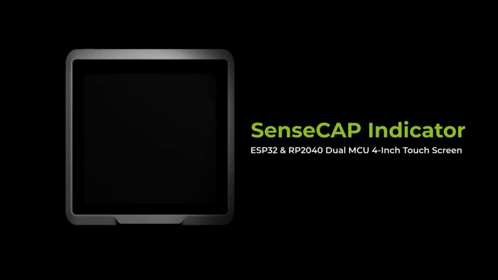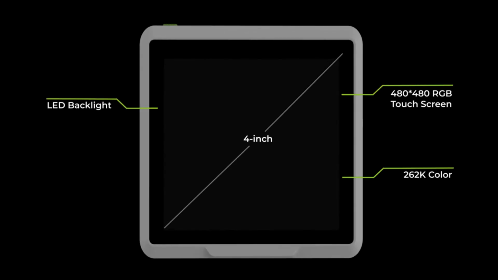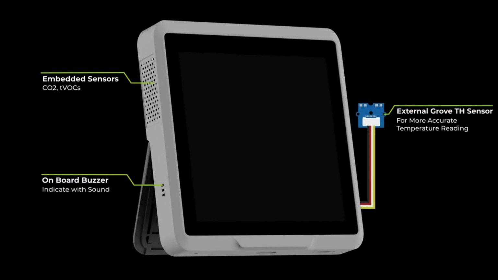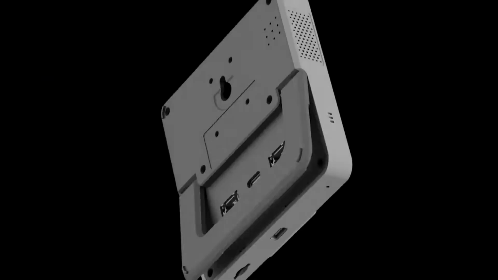Before we jump into the tutorial, let's get acquainted with the device we'll be working with, the SenseCAP indicator. This device hails from the SenseCAP product line, a creation of Seed Studio known for its innovative solutions in the IoT domain. The SenseCAP indicator stands as a robust IoT development platform, boasting a 4-inch touchscreen, and is powered by a duo of microcontrollers, the ESP-32 and RP2040.